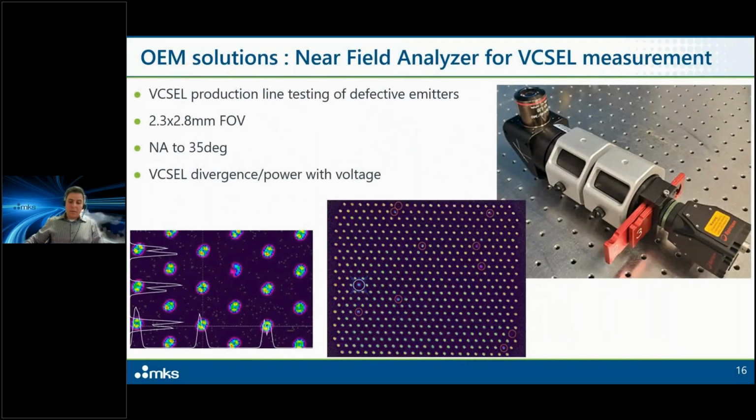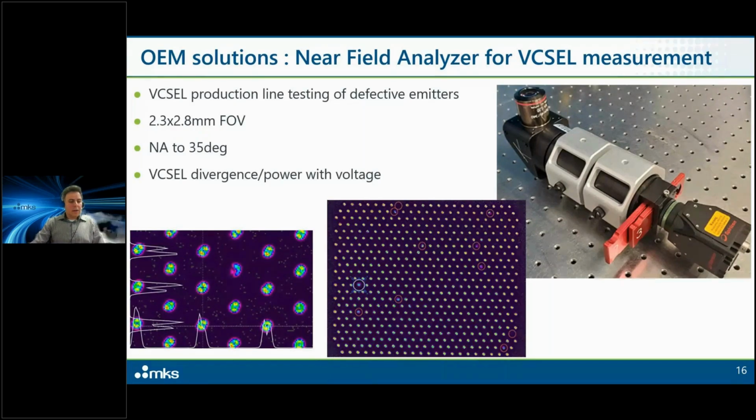Now let's see some of our OEM solutions. For example, this is what we call a near field analyzer for VCSEL measurement. The near field analyzer uses a microscope objective and folding mirrors. Inside there is optics for highly accurate imaging of VCSELs, and it enables measuring both individual VCSEL emitters and the entire VCSEL array, as you see here. All this with high image quality and high resolution, and it also enables measuring up to 35 degrees divergence. The numerical aperture of these systems enables measuring up to 35 degrees. And the field of view is also quite large for VCSELs, at 2.3 by 2.8 millimeters.